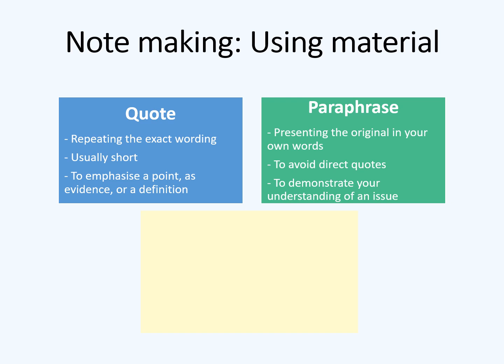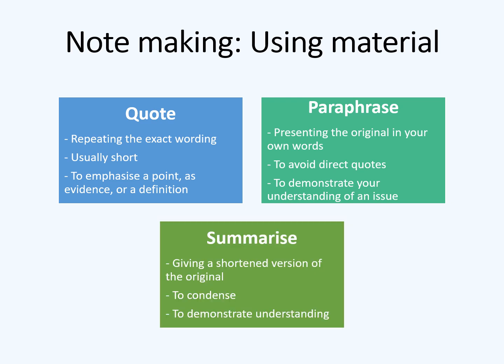More often, you will paraphrase what the author has said by putting it into your own words and condensing the content. That way you can make it fit better to your point. If you want to make a point about the whole text, you will need to summarize it by giving a shortened version in your own words. However you present the material you've read, you must reference it appropriately.